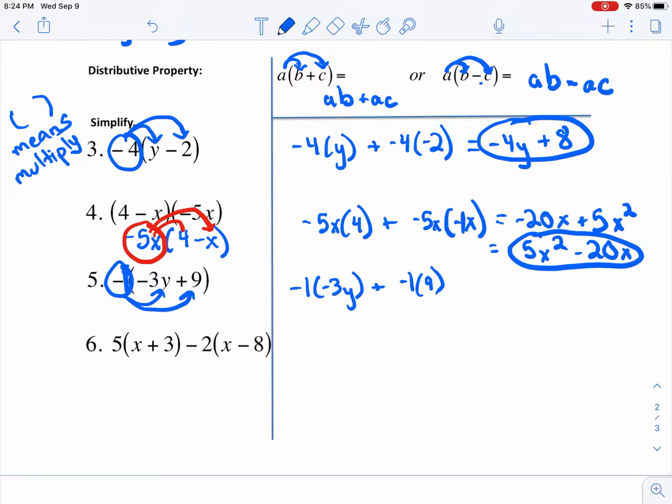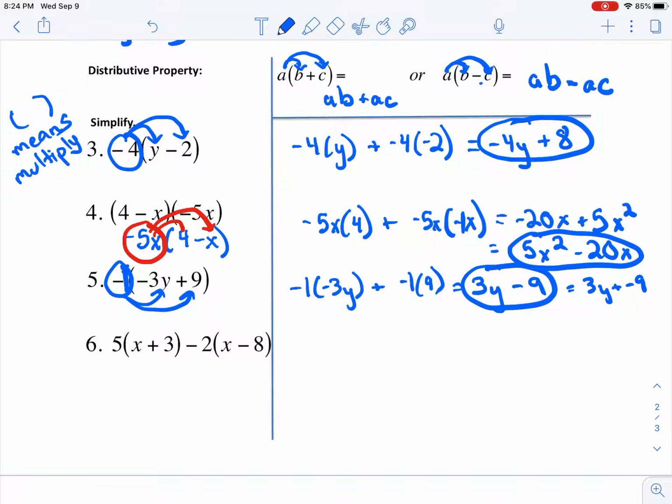This is a little bit faster just because the numbers are a little bit nicer than all the x's up there. -1 times -3 is +3, and then y. And -1 times 9 is -9. If you wanted to write it as 3y plus -9, that's also okay, but that does look a little weird or odd with a plus and a minus right next to it. So if it's a plus and negative, a lot of times we will just make it into a minus.